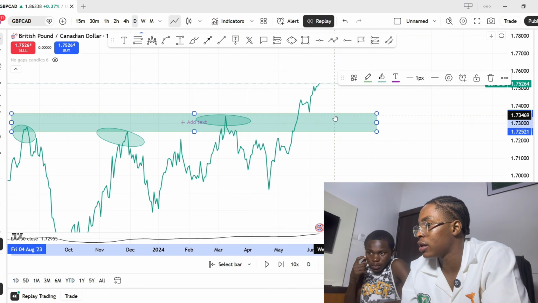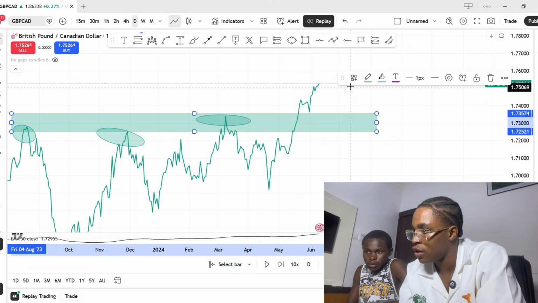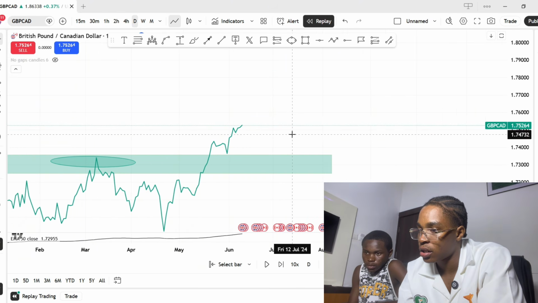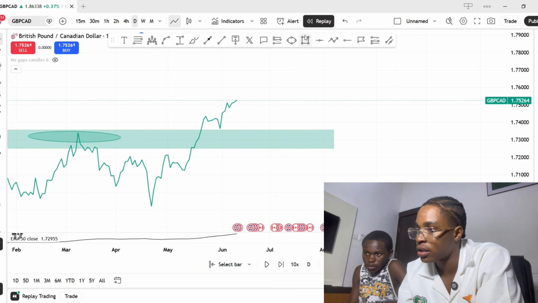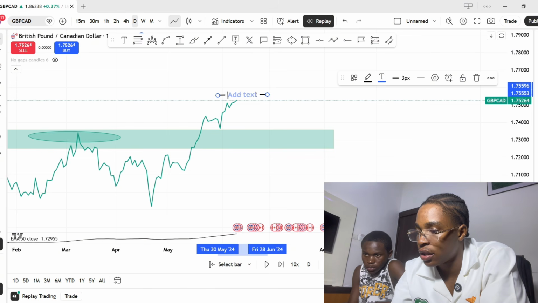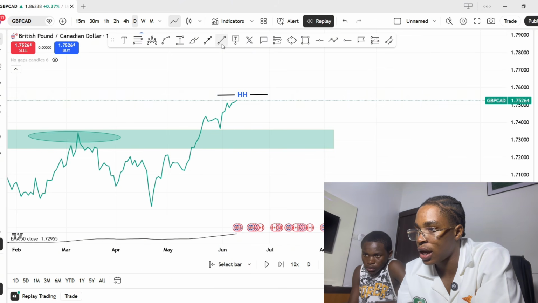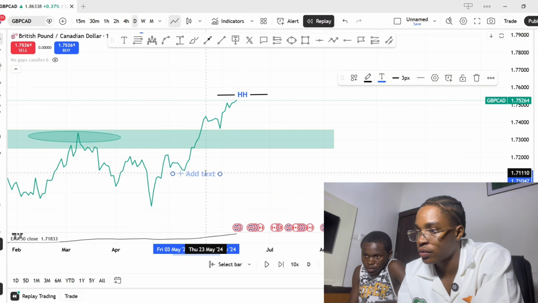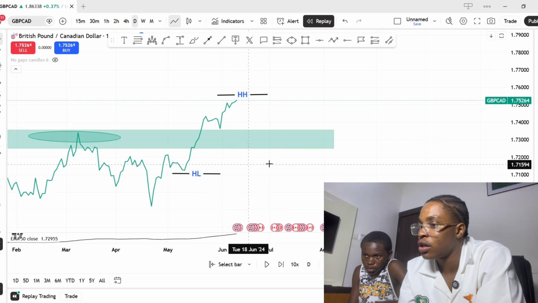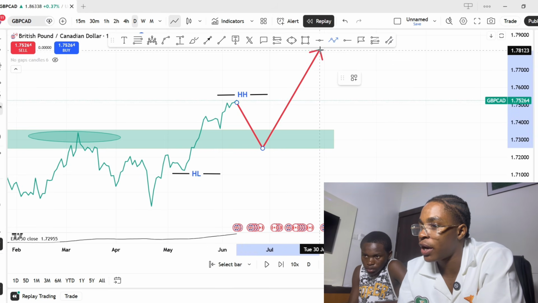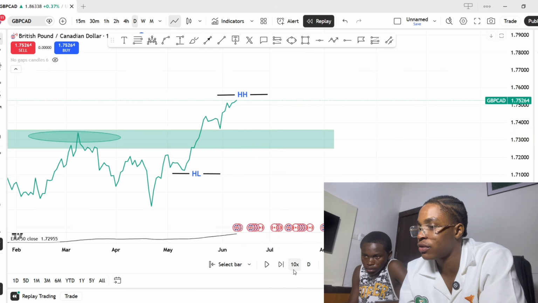Can you guess why we're buying? Because we're creating higher highs and higher lows, right? So if you look closely here, this is a higher high, HH, right now, and then this is a higher low, HL. So within these two places we should be looking for buys. Maybe the market could come here and then we buy, or anything like that. So I'm going to play it for you guys.